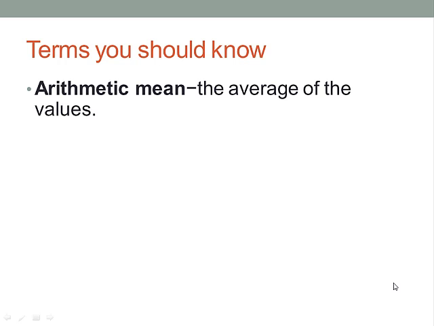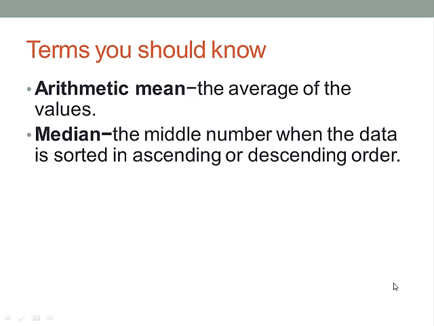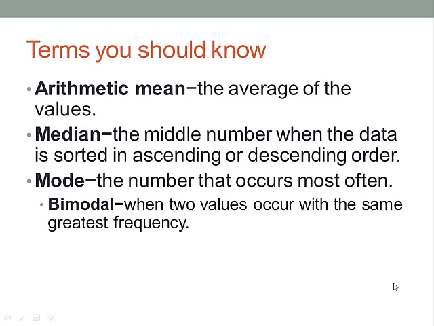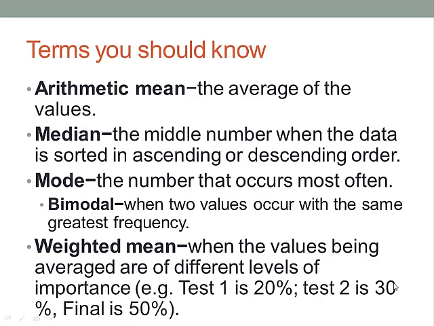So some terms you should know. Arithmetic mean is just the average of the values. The median is the middle number when the data is sorted in ascending order or descending order. The mode is the number that occurs most often, or bimodal, when two values occur with the same greatest frequency. And weighted mean, when the values being averaged are different levels of importance. For example, test 1 is 20%, test 2 is 30%, the final is 50%. That would be a weighted mean.